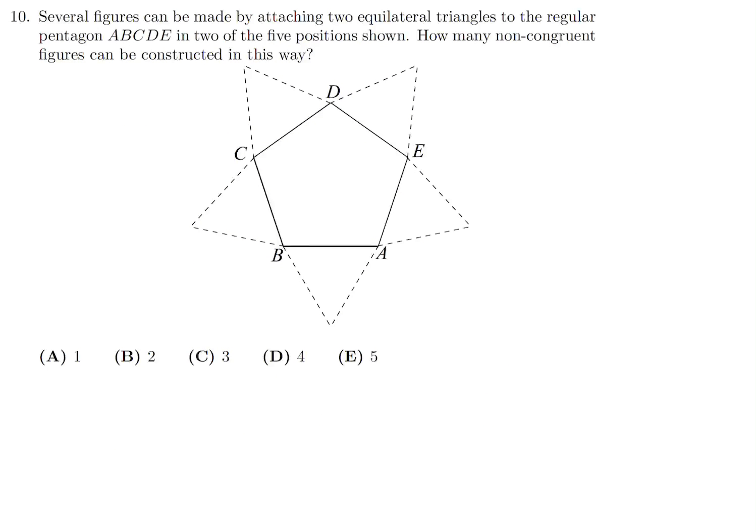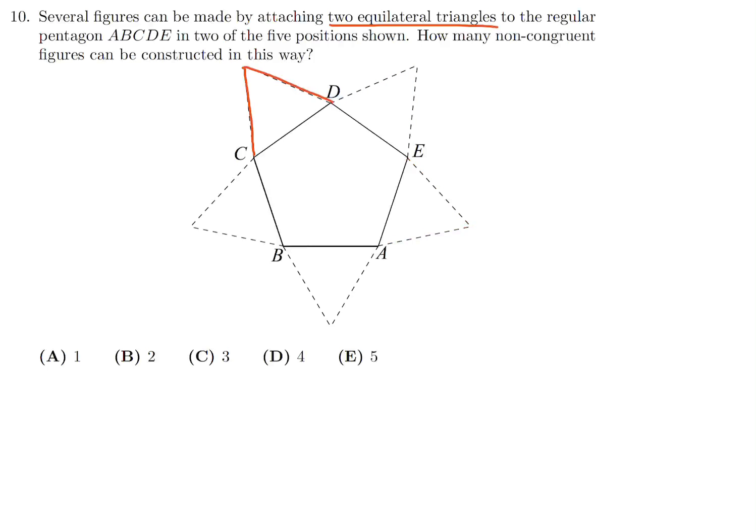Several figures can be made by attaching 2 equilateral triangles to the regular pentagon ABCDE in 2 of the 5 positions shown. How many non-congruent figures can be constructed in this way? So only 2 equilateral triangles. They've put 5 of them, but only 2 we have to attach to the pentagon. All right, fine. Here's my first one. That's 1. And then here's my second one.